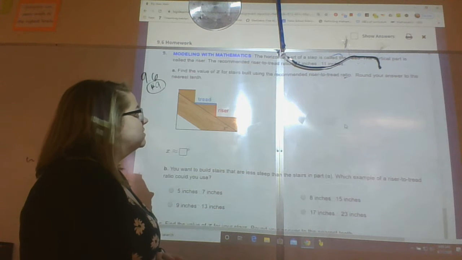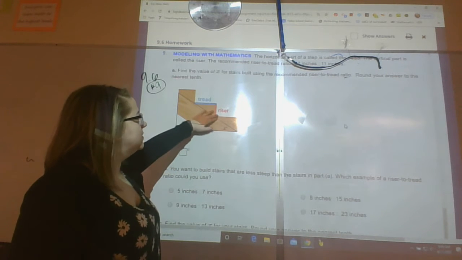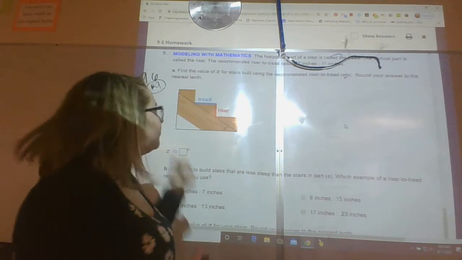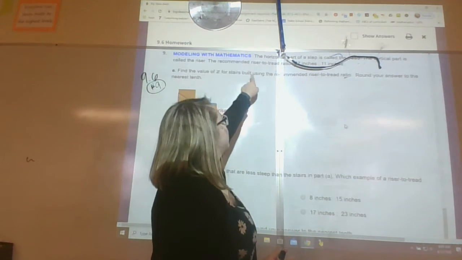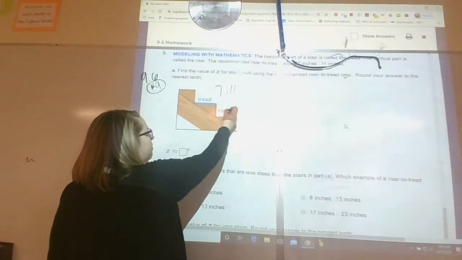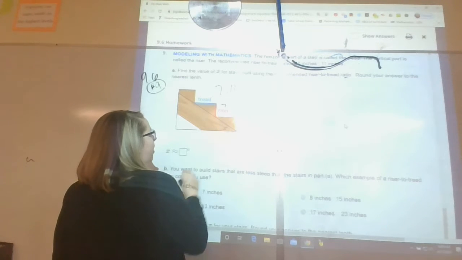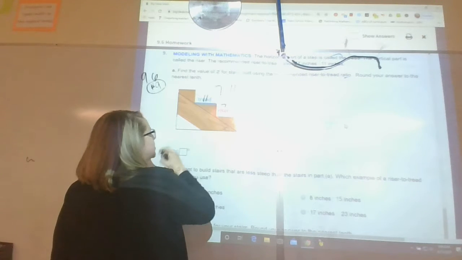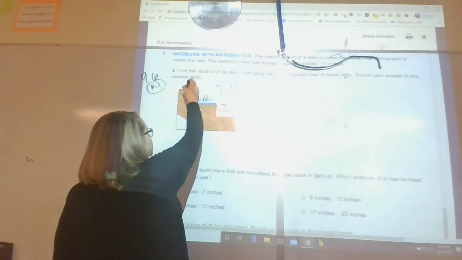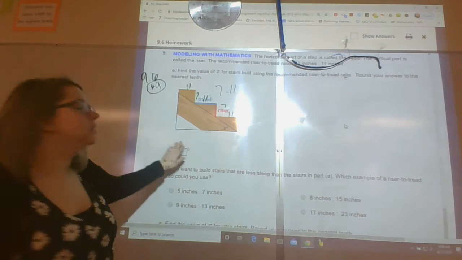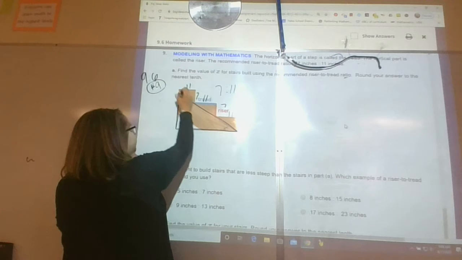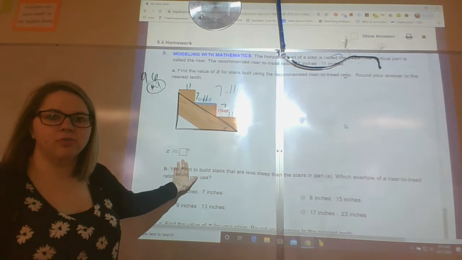Find the value of x for the stairs built. So these are called risers here, the up part, and the long part is called the tread. That's what you step on is the tread. So it says my riser to tread ratio is 7 to 11. So that means every riser is 7 inches tall and every tread is 11 inches wide. So then this is 7, this is 7, this is 11 down here, this is 11 up here. We want to look at this triangle right here. That's the triangle we're looking at.